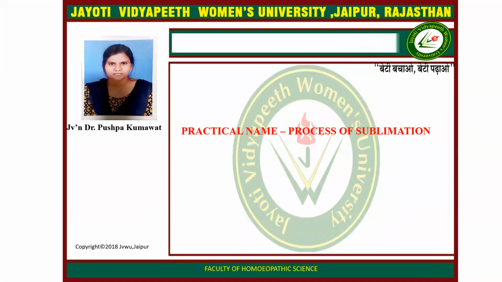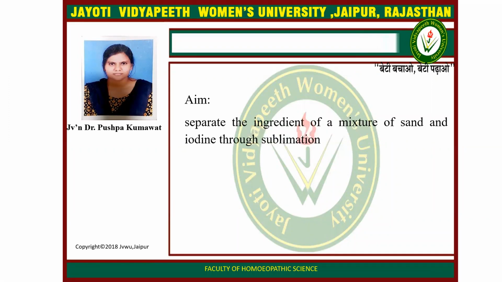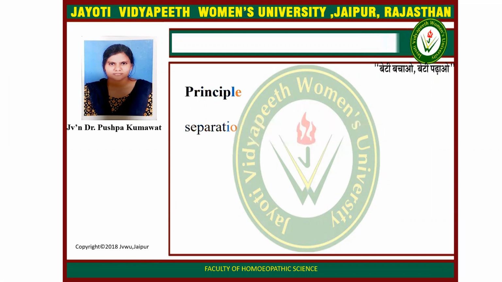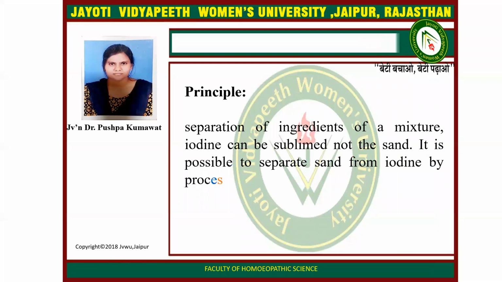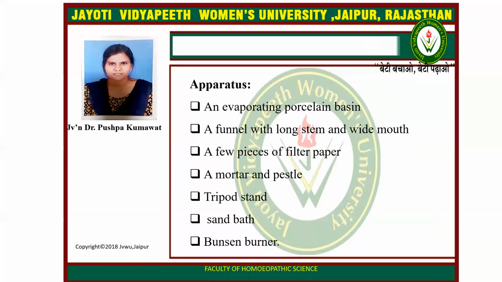Today's practical is sublimation. Aim: to separate the ingredients of a mixture of sand and iodine through sublimation. Principle: in the separation of ingredients of a mixture, iodine can be sublimated but not the sand. It is possible to separate sand from iodine by the process of sublimation.